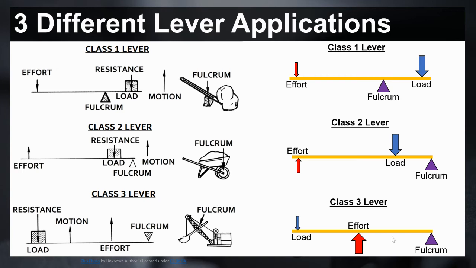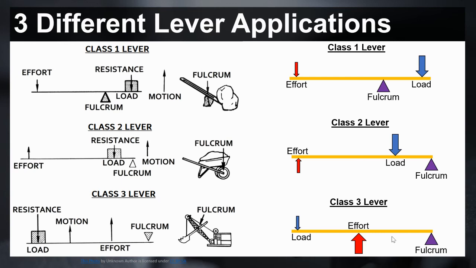However, in a class 3 lever, the fulcrum and the load are at opposite ends of the beam or lever, and the effort is located in the middle. In this case, the effort will always be more than the load to be moved. As you can see in the graphic, there's a relatively small load, but it requires a large effort to move that load in a class 3 lever.